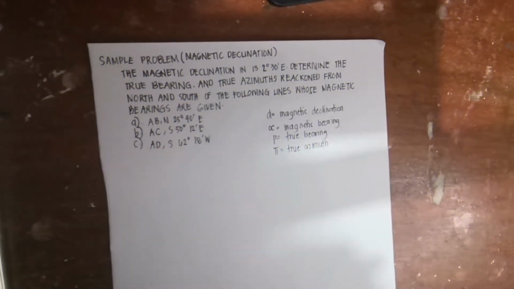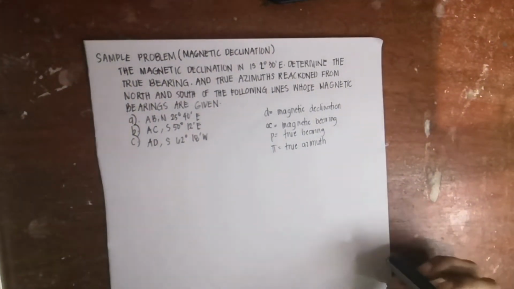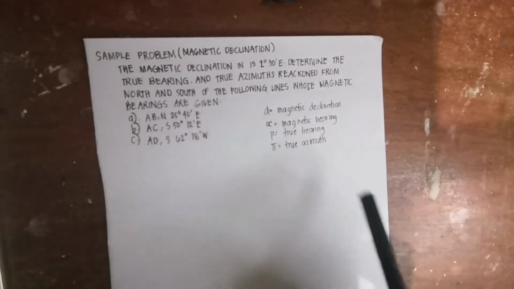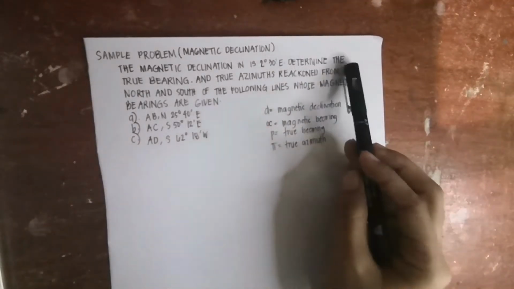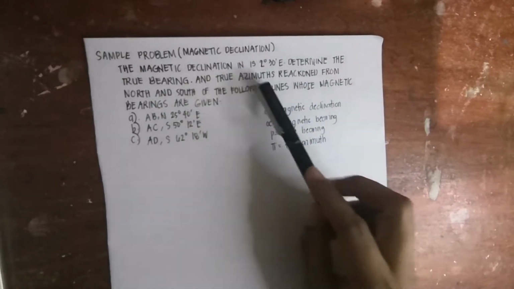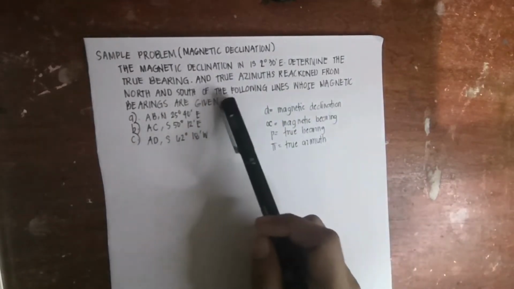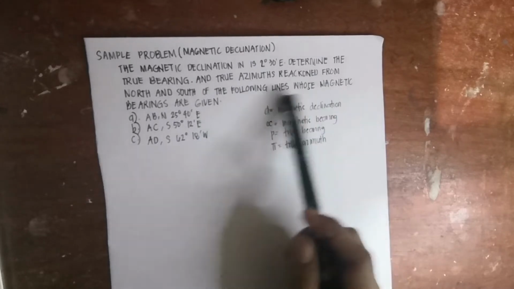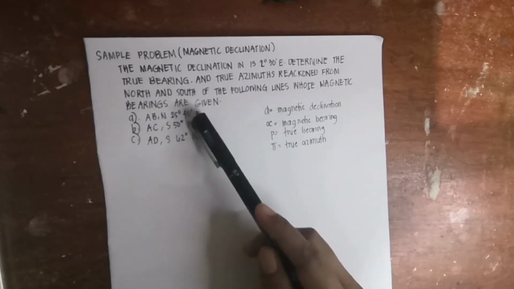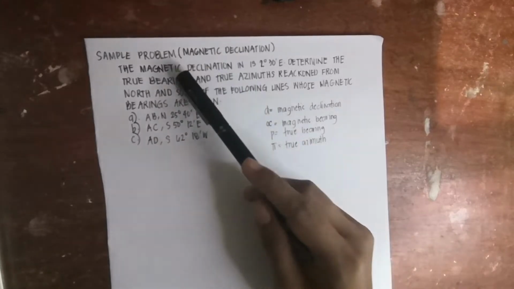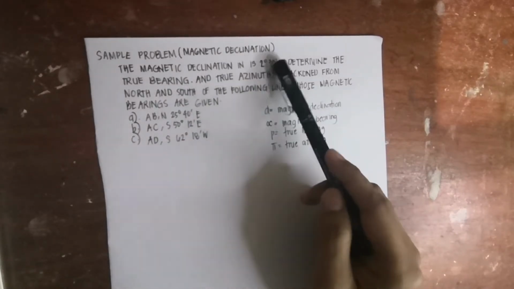So here is a sample problem of a magnetic declination. The magnetic declination in a locality is 2 degrees and 30 minutes east. Determine the true bearing and the true azimuths reckoned from north and south of the following lines whose magnetic bearings are given. So these are the given magnetic bearings, and here is the given magnetic declination.